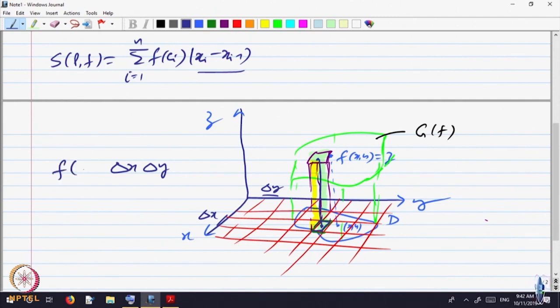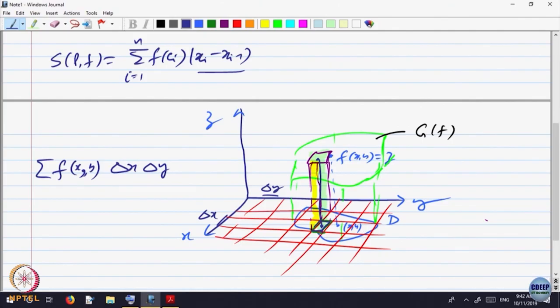So let us take f of some point, let us write (x, y) itself, and then the summation over all the rectangles which are inside the domain. Right, so perfectly similar to the one variable thing, we are trying to copy that.